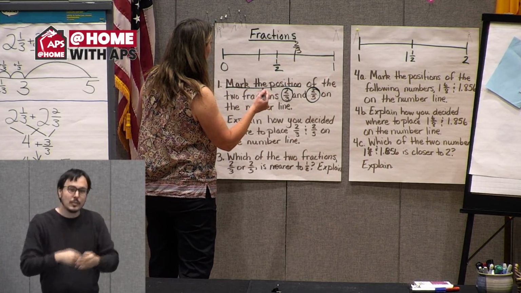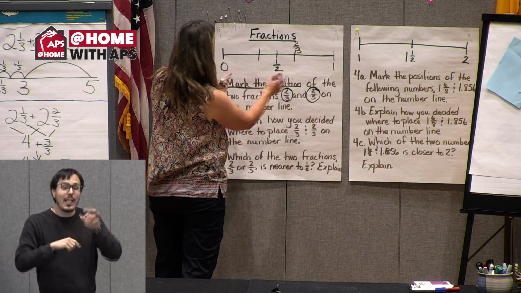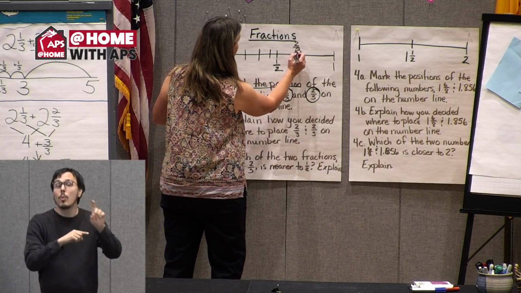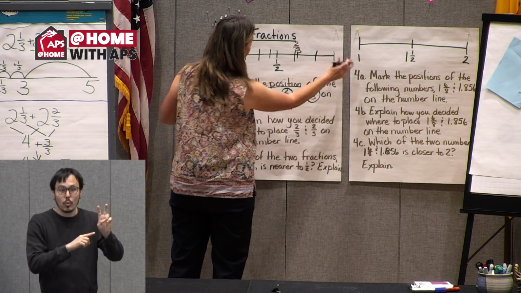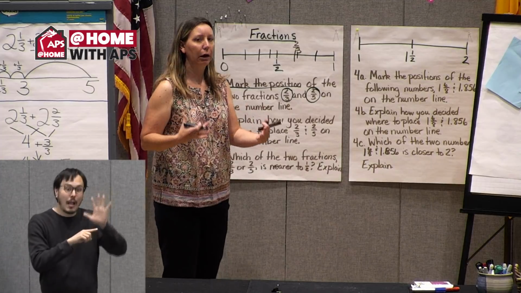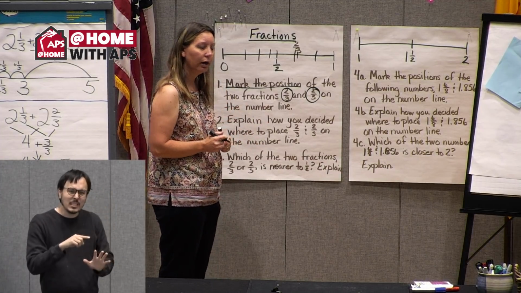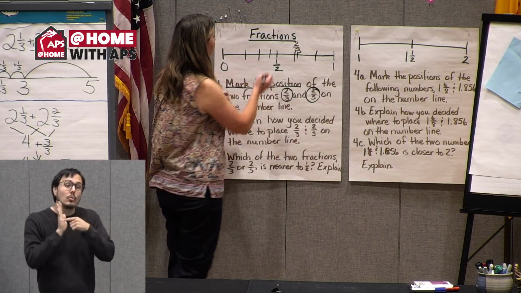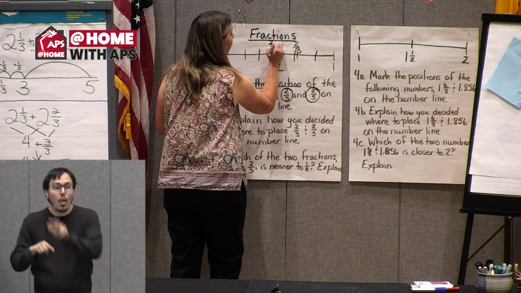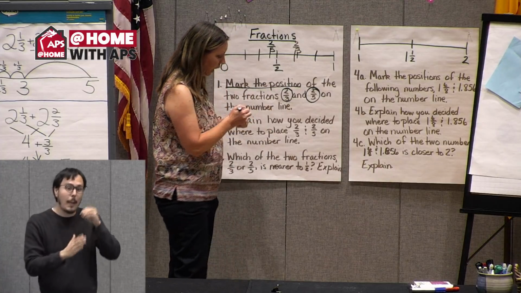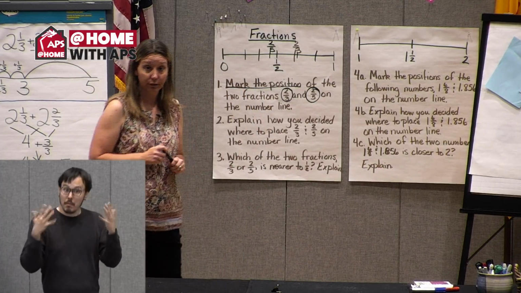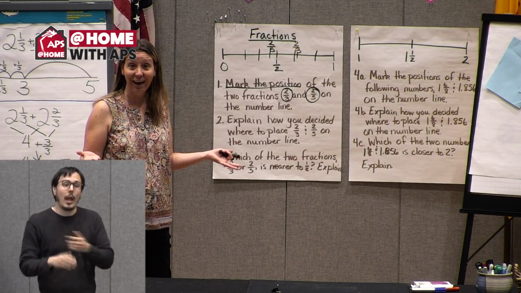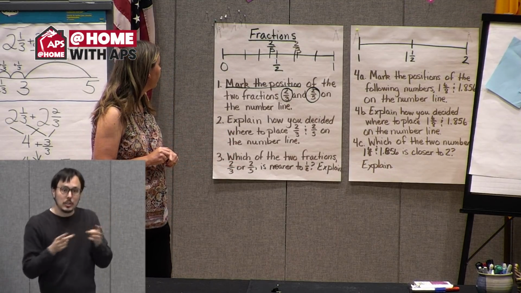So I'm going to go ahead and start with fifths. 1, 2, 3, 4, 5 fifths. It's a little off, but that's okay. So I'm going to mark 2 fifths. 1 fifth, 2 fifths. So I'm going to mark 2 fifths on my number line. Have I finished the first question? Yeah. We were asked to mark the position, so we have. So let's go ahead and move on to the next one.